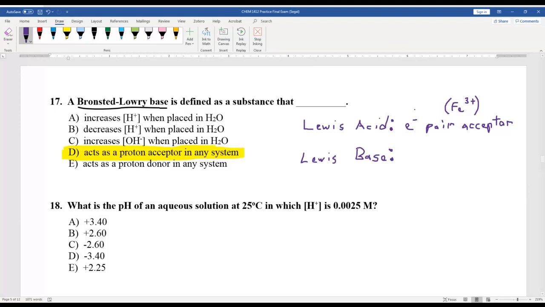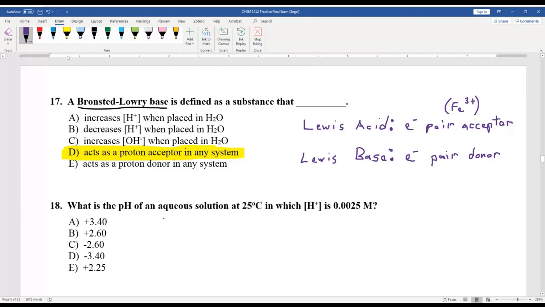It's an electron pair acceptor. A Lewis base is an electron pair donor. And once again, these definitions are in the context of a chemical reaction. We oftentimes explain organic chemistry reactions in terms of Lewis acids and Lewis bases, electron donors and electron acceptors.